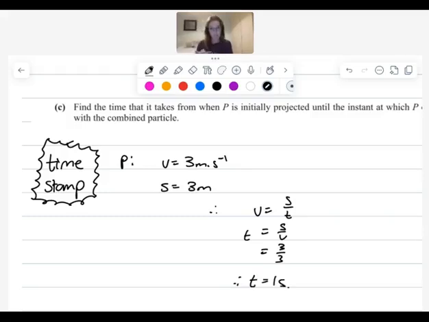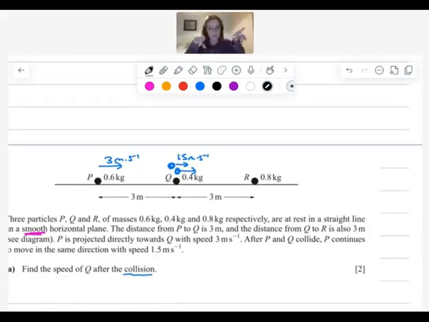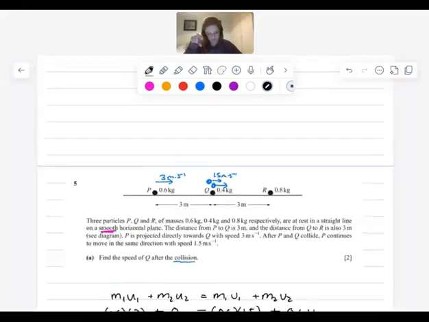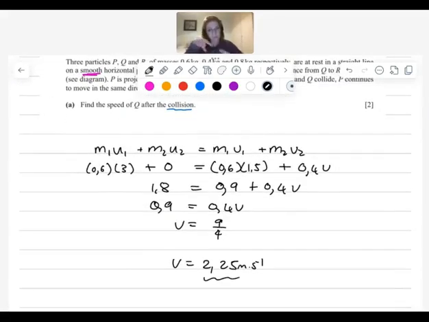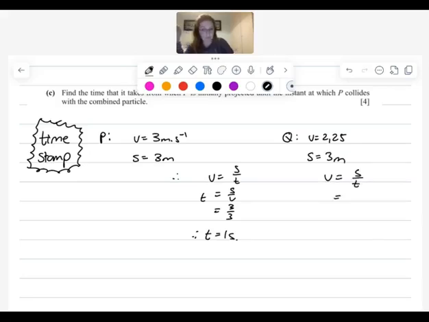Okay, so it takes 1 second for P to hit Q. Now Q is going to hit R, and it is moving at 2.25 meters per second, and it's got to go 3 meters. The only reason we can use this formula is because it's smooth, it's constant. Don't use it normally. Sorry, this T should be 3 divided by 2.25. And that's going to give us 1.333 seconds.